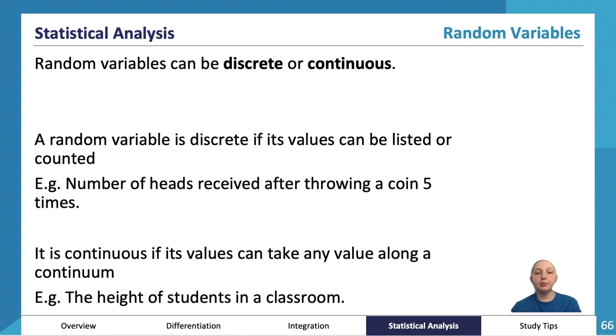And then a variable is continuous if its values can take any value along a continuum. So for example, heights of students in a classroom, if you had the equipment to measure it properly, like measuring down to tiny little increments. So it can take any value on a continuum.